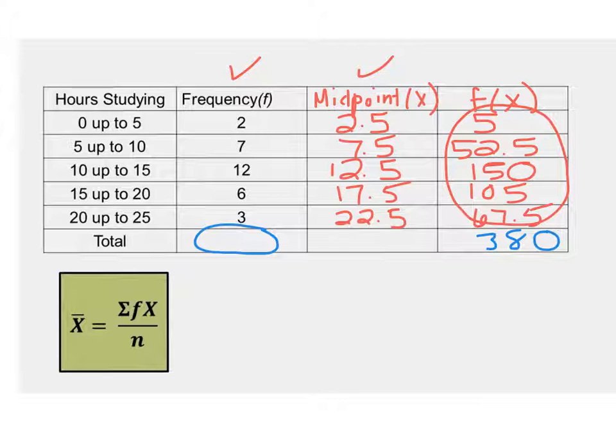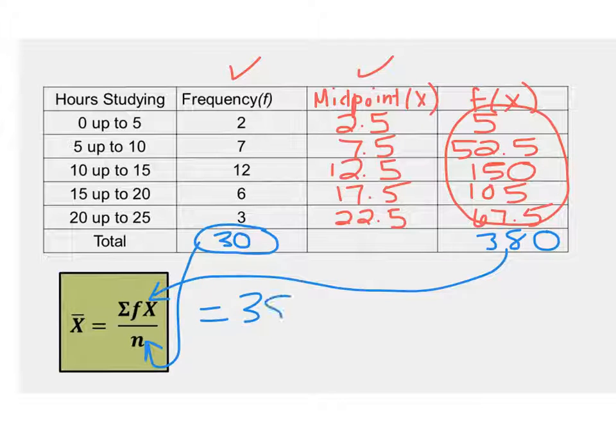Our next step, step number 4, is to add the frequencies in the frequency column. So when we add all of these together, that'll give us the total number of observations we had, which is 30. In step number 5, we're going to substitute. So our 380 goes into our top part of our formula, and the 30 goes into the bottom part of our formula. So that will give us 380 divided by 30.